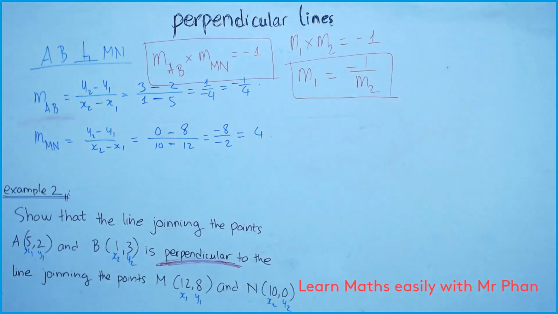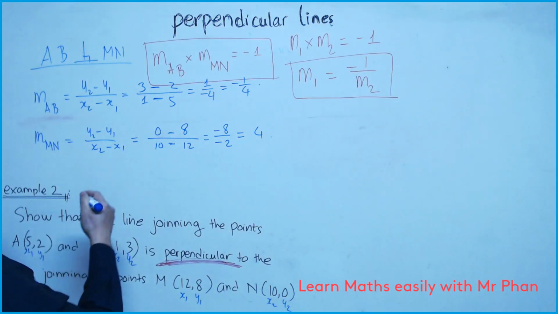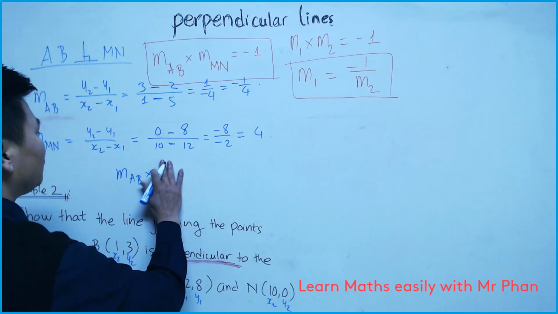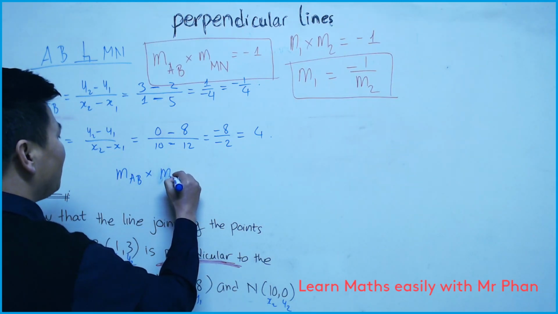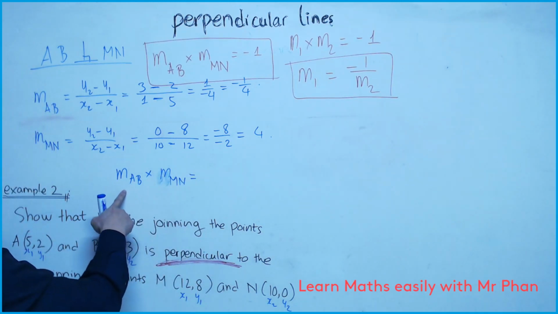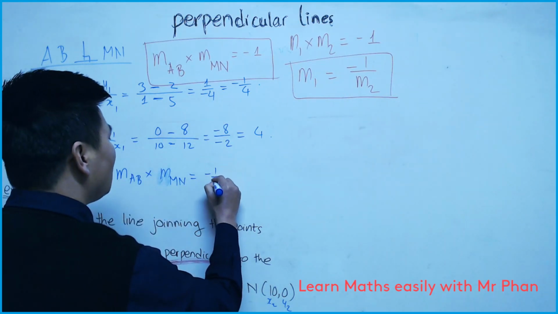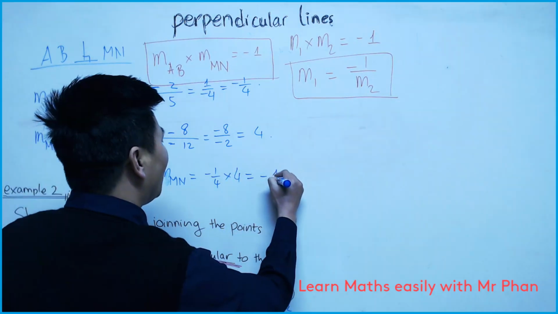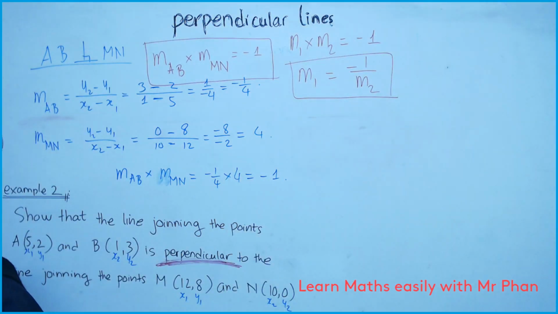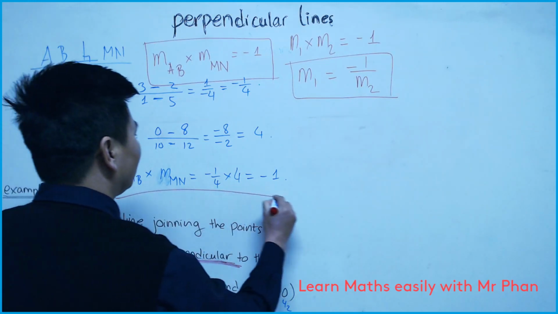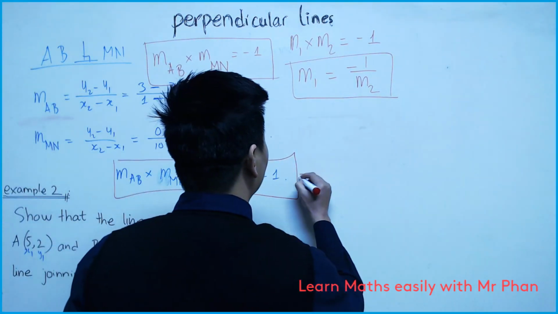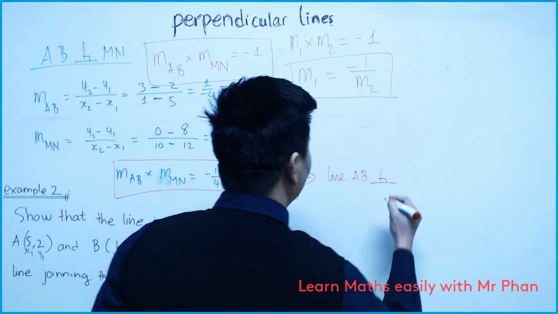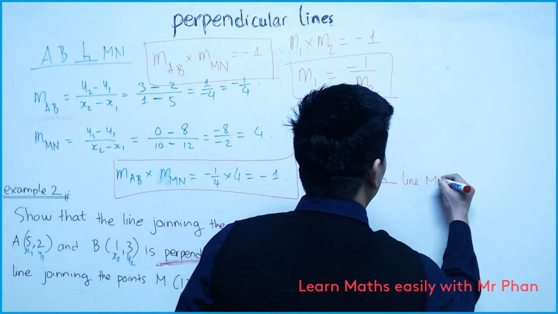Okay. Now you put it together. So m of AB times m of MN is equal to, m of AB is negative 1 over 4, you times with m of MN which is 4. That gives you negative 1. So yes, they give you negative 1. That meets the condition here. So you can say therefore the line AB is perpendicular to the line MN.